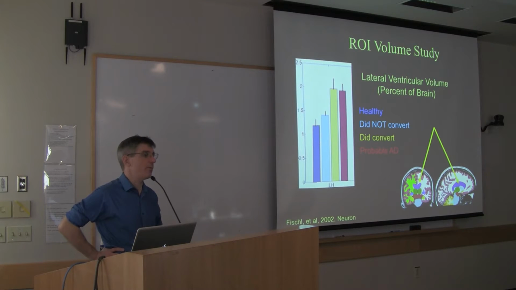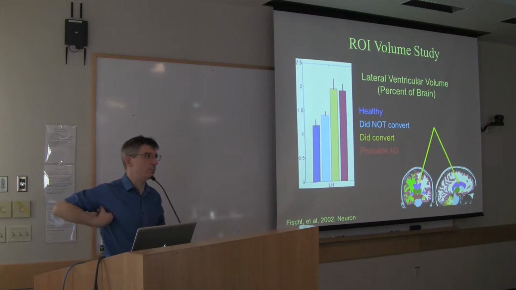And so if you go back 3 years from that conversion time and look at the volume of the lateral ventricle, what you see is the light blue bar is much closer to the healthy subjects, and the yellow bar is close to those who had AD. So even 3 years before diagnosis, it was possible to distinguish the subjects who were not going to convert in 3 years from those subjects that would convert in 3 years.